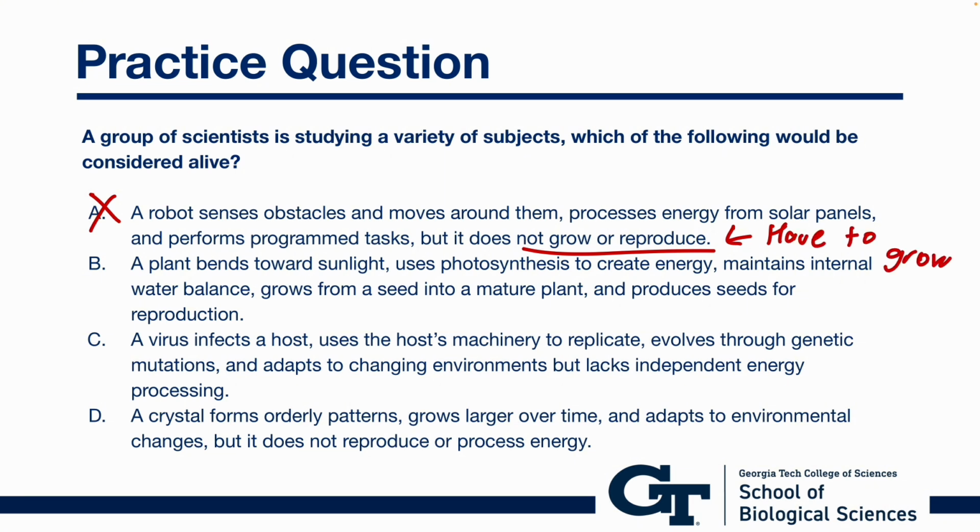Okay. Secondly, we're asked about a plant. It bends towards sunlight, so there's some form of movement, uses photosynthesis, so it generates energy, and maintains internal water balance. What do we also know that as? We know that as homeostasis. Okay? It grows from a seed, and it produces seeds for reproduction, as a way of reproducing. And so this fits all the criteria, so we know it's the plant, and then we can rule out the rest pretty easily. So we know it's B.